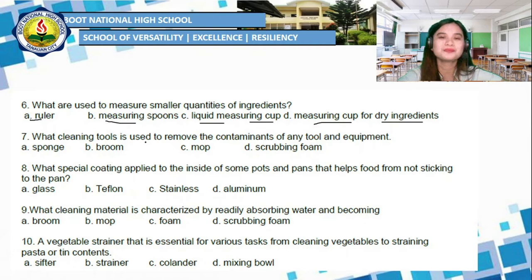Okay, next, let's have number 7. What cleaning tool is used to remove the contaminants of any tools and equipment? A, sponge. B, broom. C, mop. Or D, scrubbing foam.